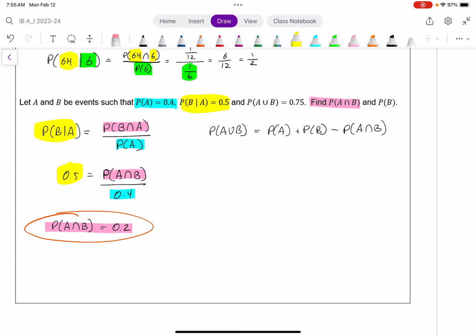Well, notice a lot of these I know. The probability of the union of A and B is 0.75. The probability of A, we've seen, is 0.4. The probability of B is what we're trying to figure out. And the probability of A and B, we just figured out. So I can just substitute these in. I get 0.75 equals 0.4 plus the probability of B minus 0.2. Isolate the probability of B, and you should get 0.55.